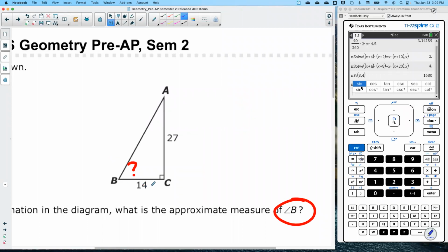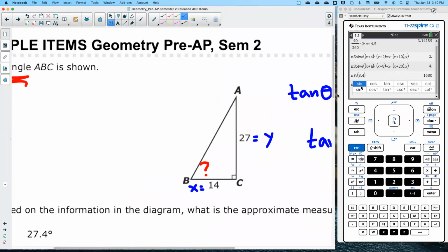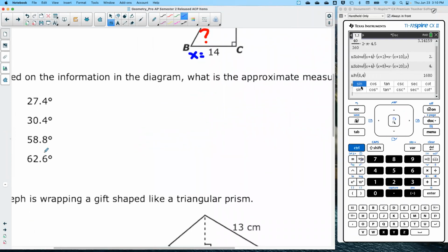So let's label it. What is 14? What's 27? Y. Which one's that? Y over X. The tangent is 27 over 14. What's the opposite of a tangent? The inverse. So you're typing in tangent inverse, 27 divided by 14. Make sure you're in degree mode. 62.6.